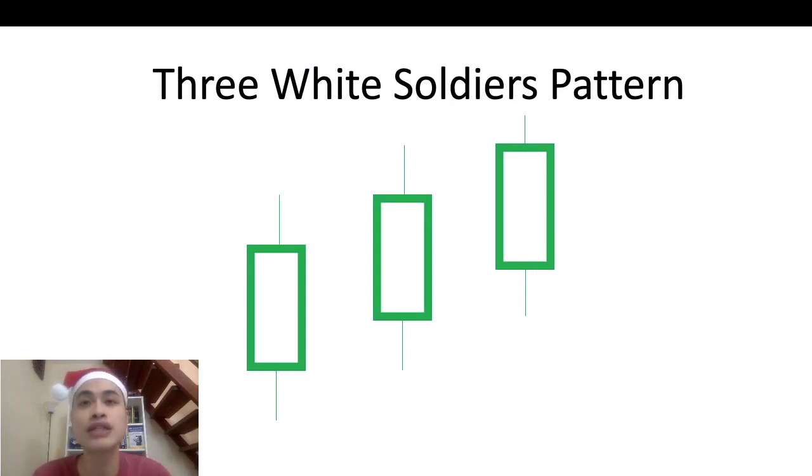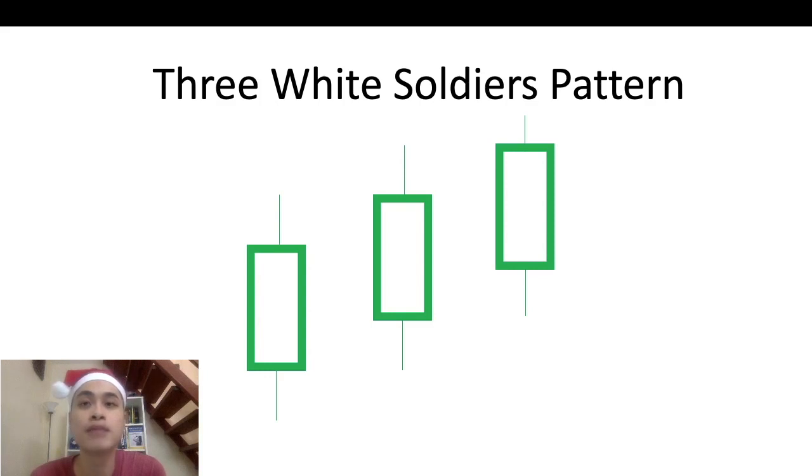So the first candlestick pattern is the three white soldiers pattern. This pattern consists of three consecutive bullish candlesticks, with each candlestick closing higher than the previous day, and each day's opening price opens within the body of the previous day's candlestick. So when the candlesticks appear like this, it is the three white soldiers pattern.